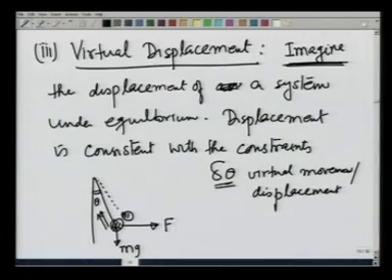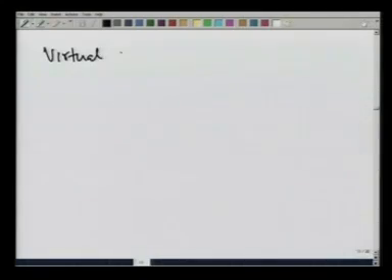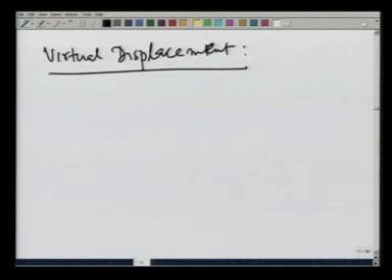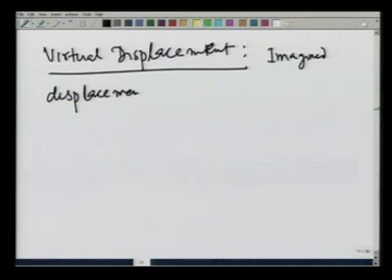So, virtual displacement is again an imagined displacement of a system, consistent with the constraints.